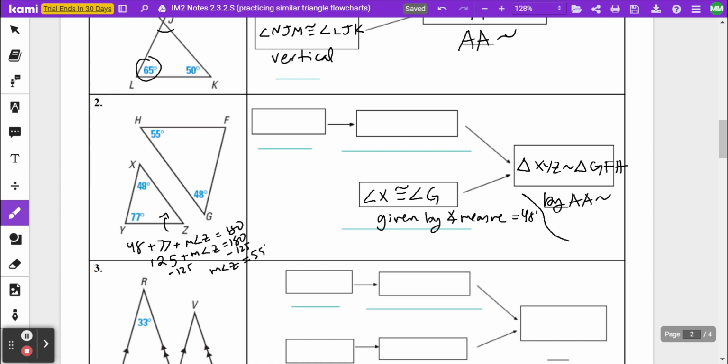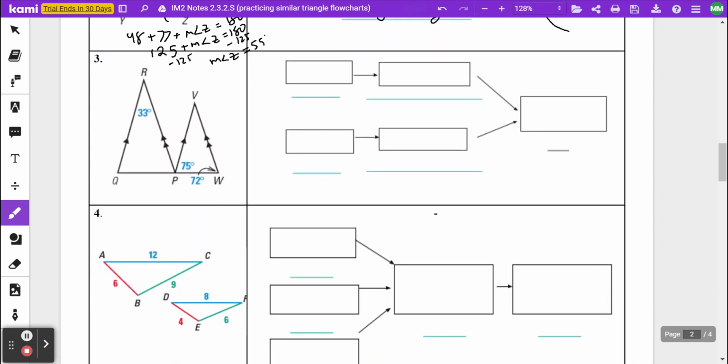And then we'll have to say that angle Z is congruent to angle H, and that's because the measure of angle Z equals the measure of angle H by the triangle sum theorem. Okay, we continue.